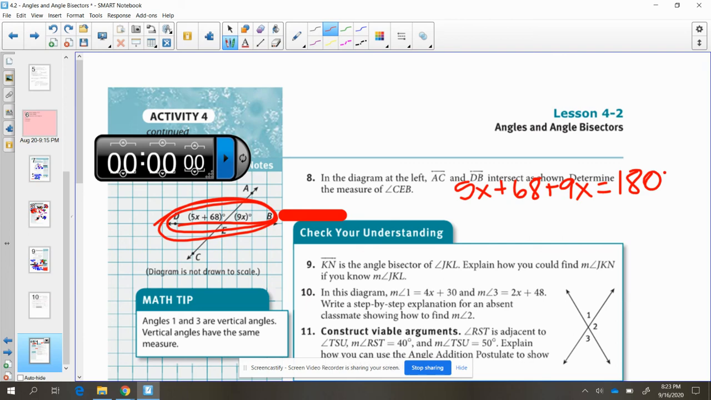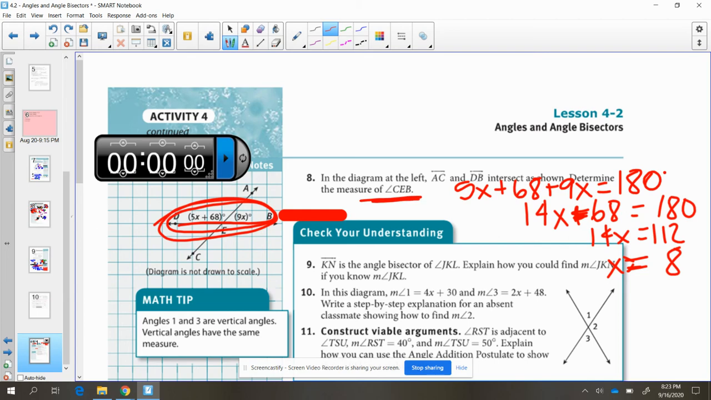Okay, now when we solve here, combining like terms, plus 68, and then we're going to subtract the 68 over and divide. Something that we're going to notice here is that they want us to determine the measure of angle CEB. So when we plug this back in, I'm going to erase this so we see this a little better. Angle CEB is this guy right here.